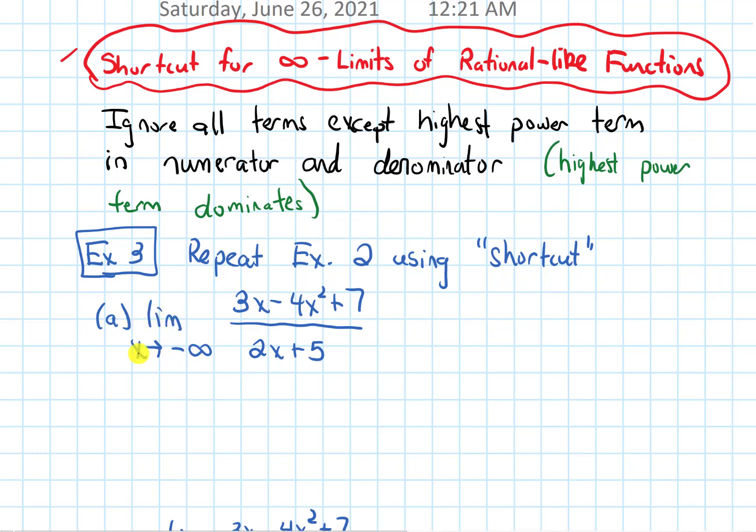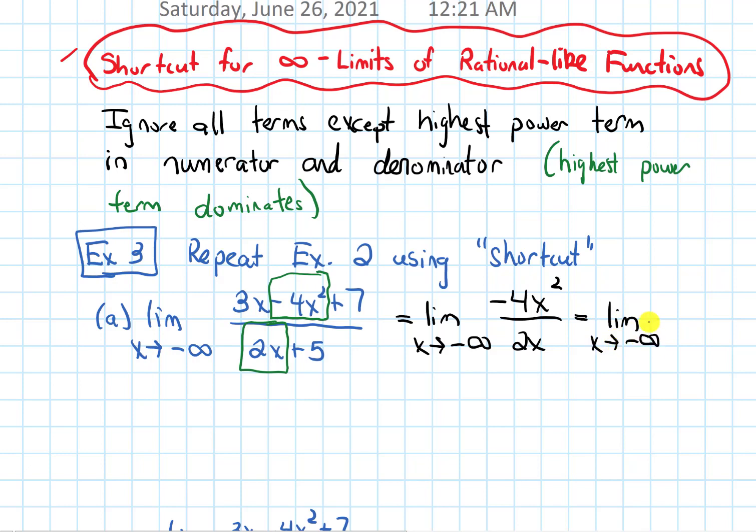So in part A, we have this limit, and we actually saw this in the previous example in the last video, but we did it without this shortcut. So the shortcut's going to say, okay, the highest power of x on the top is this, negative 4x squared. On the bottom, it's the 2x. Let's just keep those terms. So we get the limit as x goes to negative infinity of negative 4x squared over 2x. Now we could simplify that, and that simplifies to negative 2x. Now I can plug in to get negative 2 times negative infinity, and that's going to be positive infinity. And that's my answer.